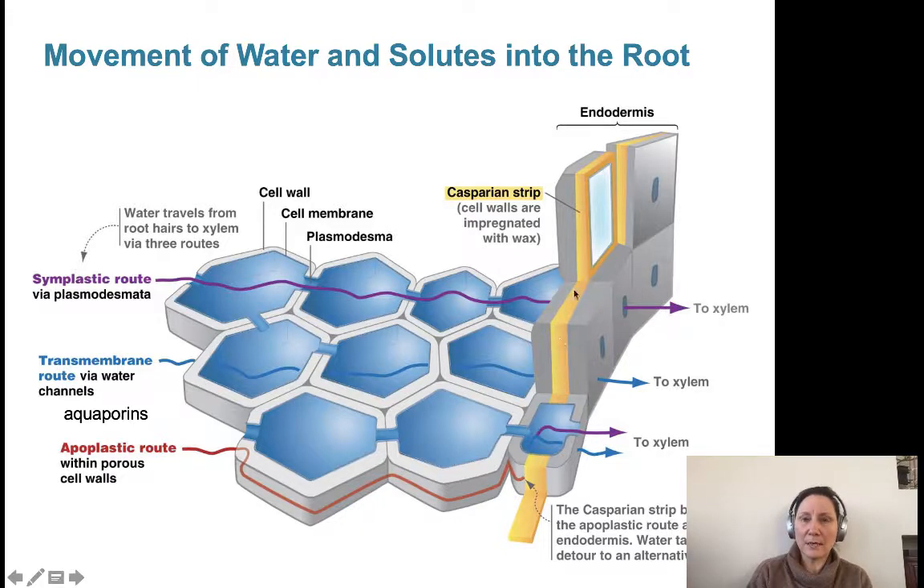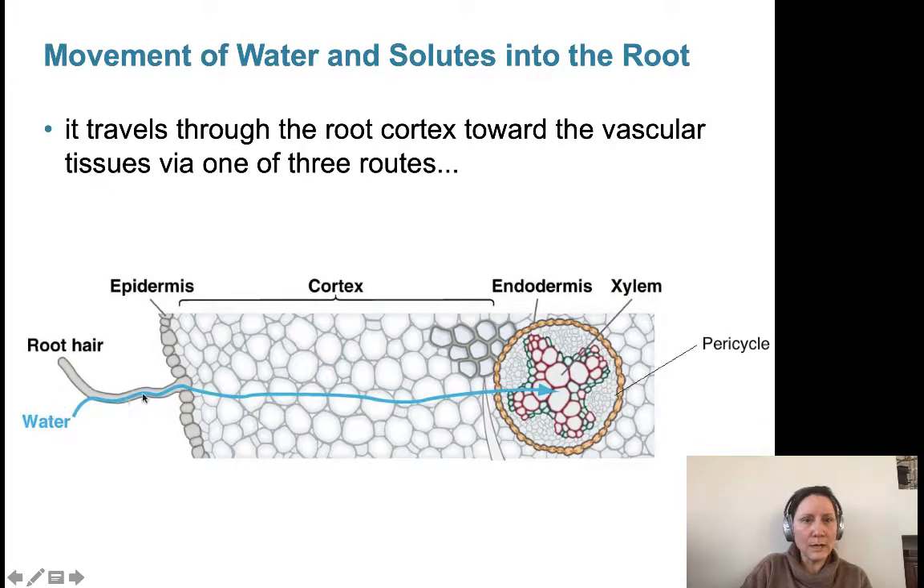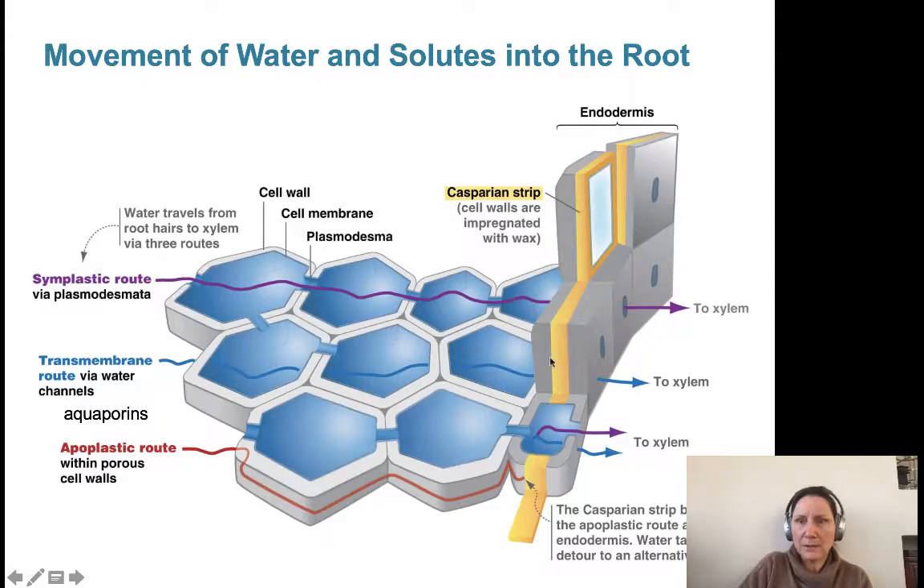So this yellow right here, this is the Casparian strip of the endodermis. Let me back up a second. So here you go. Root hair, epidermis, through the cortex until you reach the endodermis. So this is the endodermis, right? And this yellow part is the Casparian strip. I'll talk about this in just a minute. So going back to the water: symplastic route through the plasmodesmata.